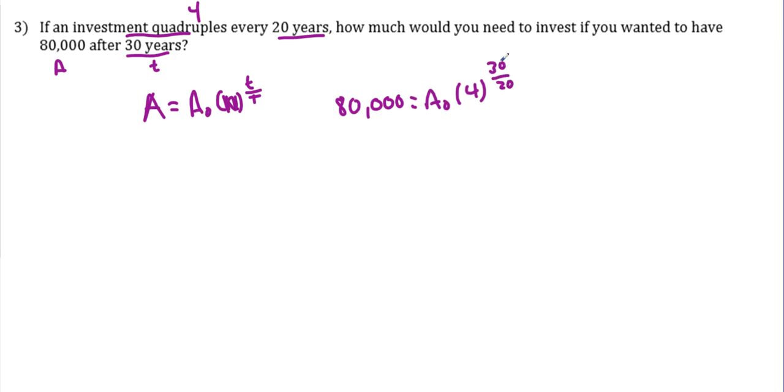So let's clean this up. Well, 30 over 20 is just 3 over 2. So 4 to the three-halves, that's square root of 4 is 2, 2 times 2 is 8. So that's just going to be 8. So I have 80,000 is equal to A sub 0 times 8. Divide, and that's going to give me 10,000.